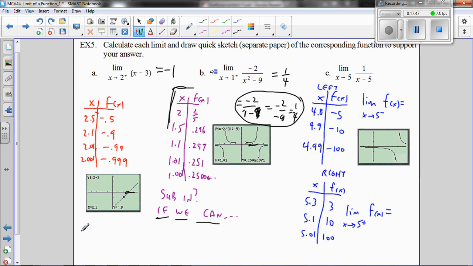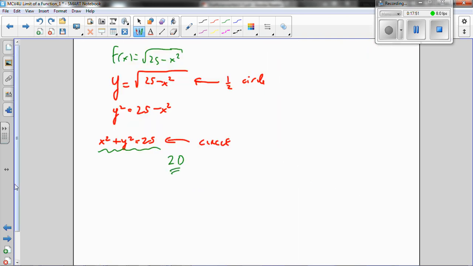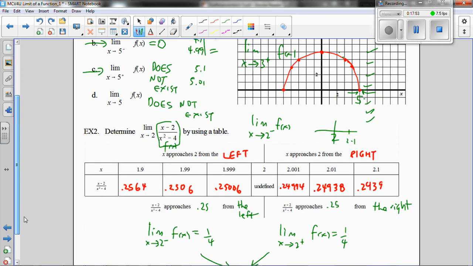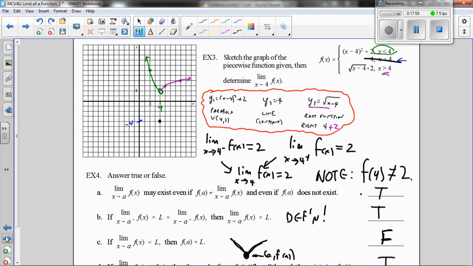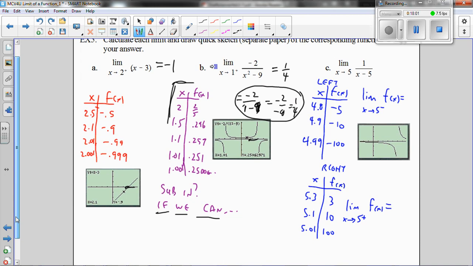No, because we saw that earlier. There was one earlier in the lesson, this one here, where there was a nasty value at 2 and the limit still exists. It was equal to a quarter. And I couldn't just substitute it in. So that's kind of weird.